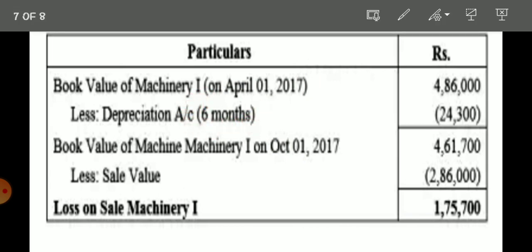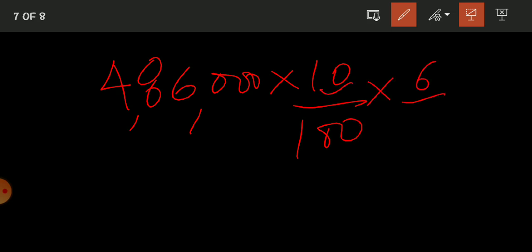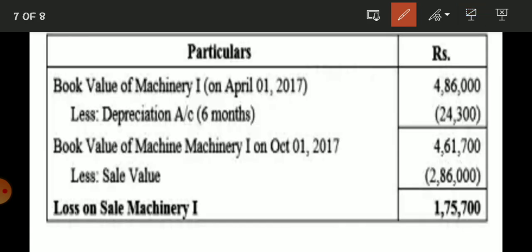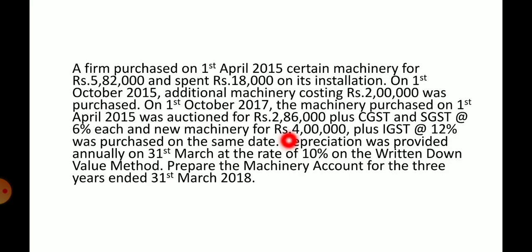Okay, so how is it calculated? Again 4,86,000 into 10 upon 100, because 10% depreciation is to be charged and the machinery runs only for 6 months. Okay, so you will get 24,300, that will be less, and in the question the sold value is written. So the machinery is sold for 2,86,000.